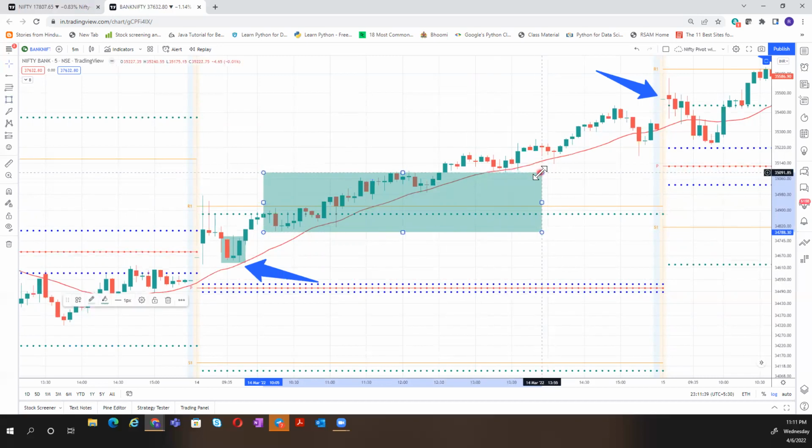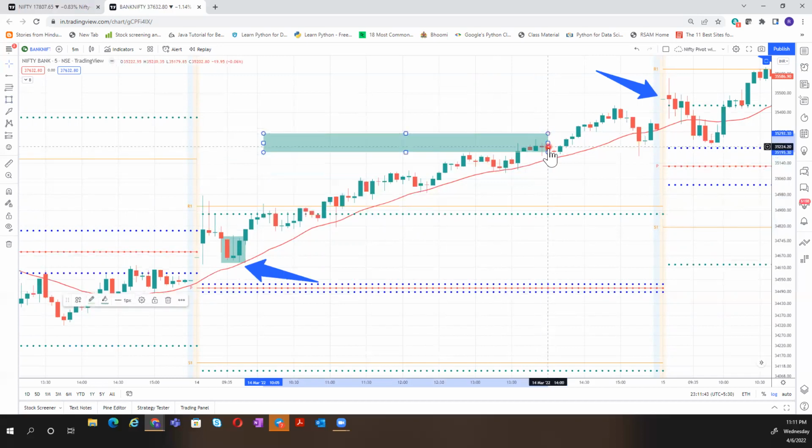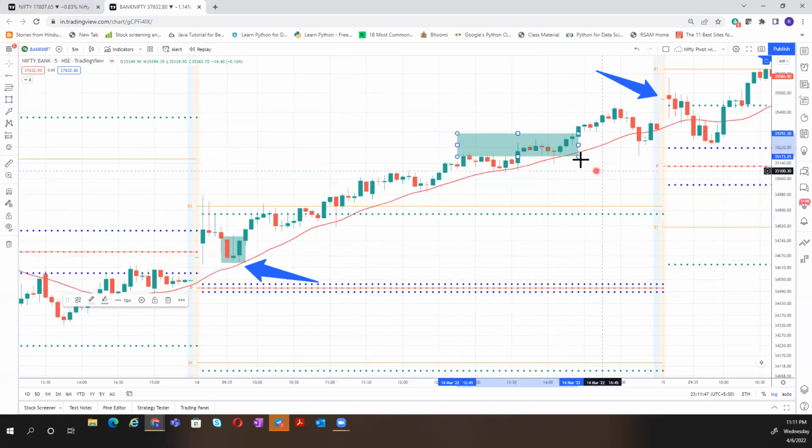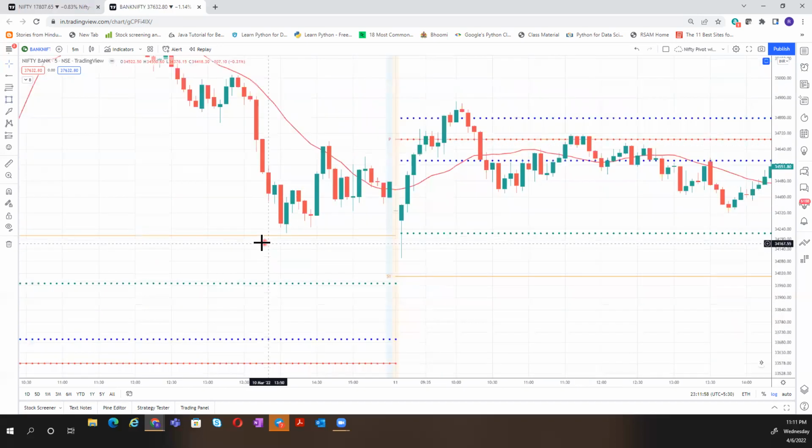It started moving here, it moved, then again went sideways. Then it moved a little bit, again sideways. So it kept taking support near the 20-day moving average. But if you keep a 50 point stop loss here and just hold it with courage, by the end of the day, you would have covered around 300 or 400 points. That's exactly what I'm telling you.